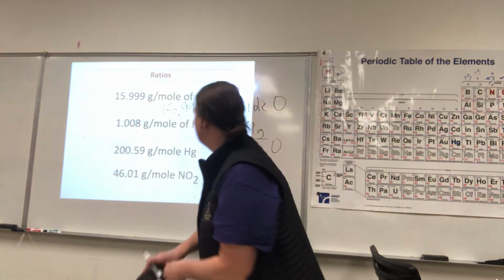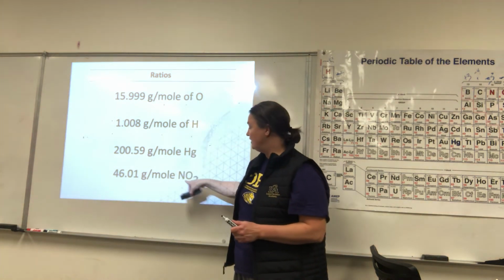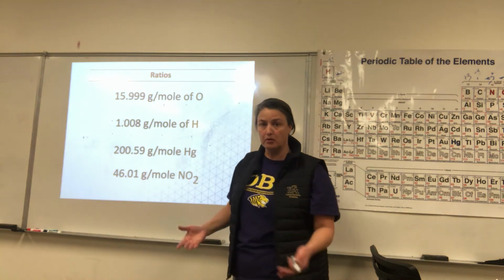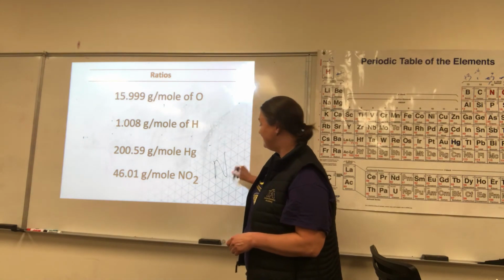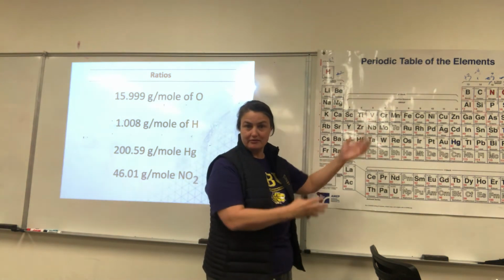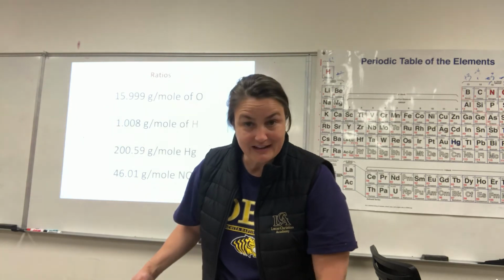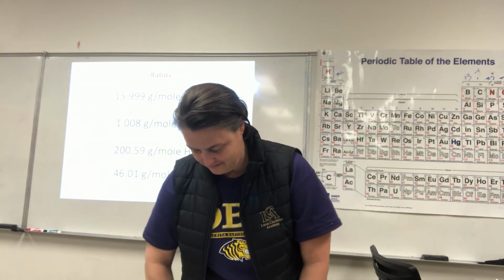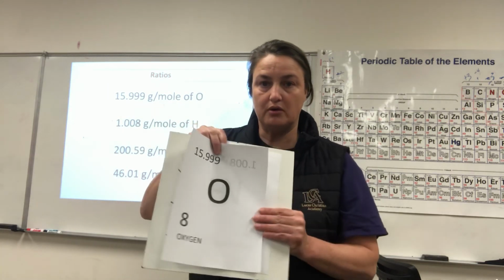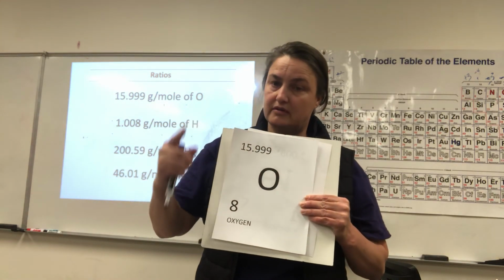Actually, let's talk about one more thing. We've talked about elements like oxygen or hydrogen or mercury. But let's talk about a compound. If we wanted to know how many grams are in a mole of nitrogen dioxide, we can't find nitrogen dioxide on the periodic table, right? It's a compound, or actually a molecule. But we can find nitrogen. We know how many grams are in 1 mole of nitrogen, and we know how many grams are in 1 mole of oxygen. So with that information, we can figure out the number of grams in 1 mole of nitrogen dioxide.